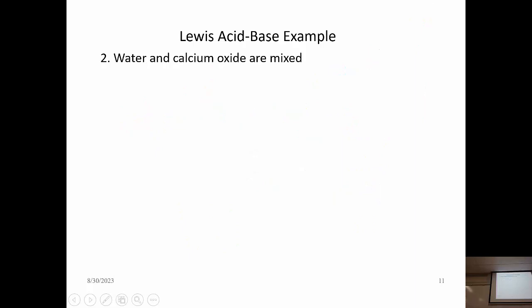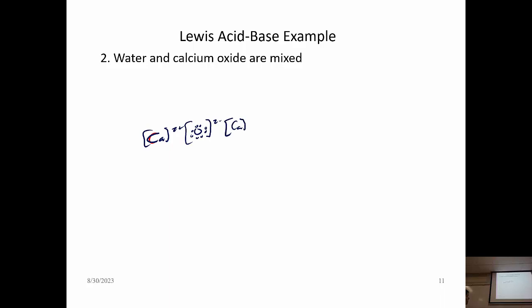Let's look at the next one here. Water and calcium oxide are mixed. So calcium oxide, we do the Lewis structure for that. Calcium oxide is a solid. And the Lewis structure for calcium ions looks like this. And the Lewis structure for oxide is just this Lewis symbol. And it's an ionic lattice.